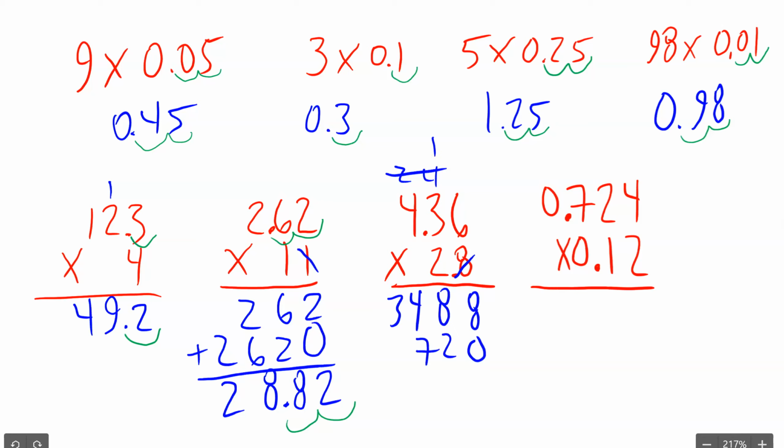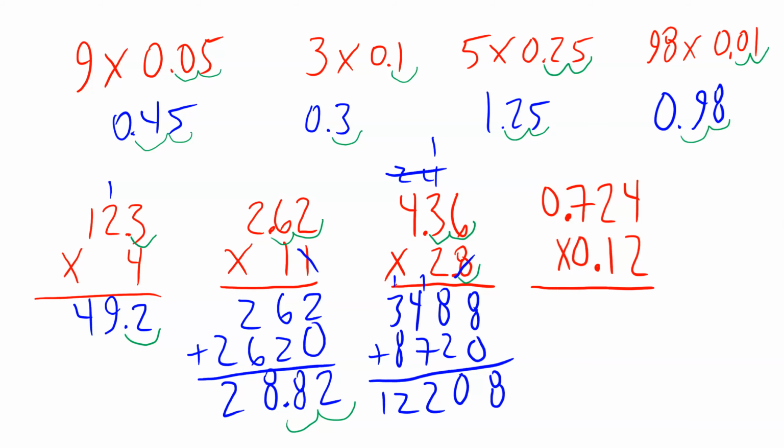Add my partial products. That gives me the total. And I just need to figure out where does my decimal go. And so here's the cool thing. 1, 2, 3. I have 3 total decimal places, and in case you missed that, 1, 2, 3, 3 total decimal places in my factors, so 3 decimal places in my product.